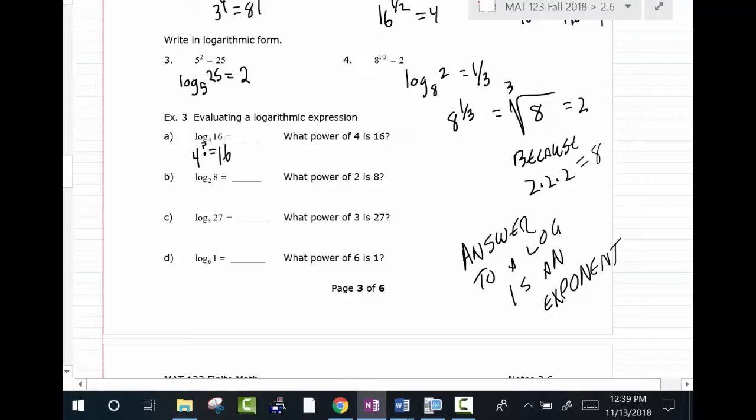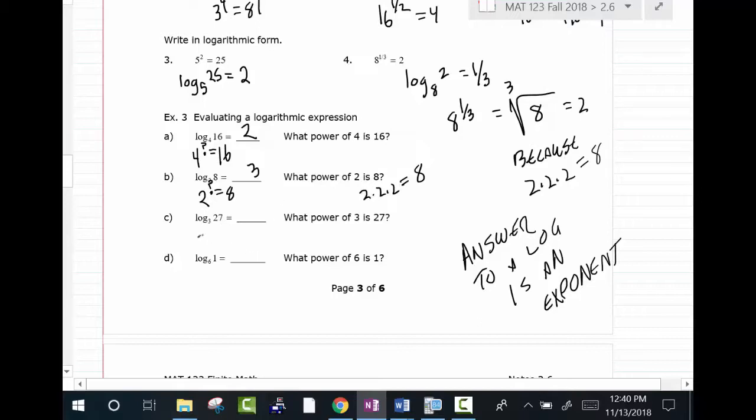You can do that in your head. What do you raise 4 to get 16? 2, exactly. 4 to the 2nd is 16. These problems are designed so you can do them in your head. Okay. The next problem, you're saying 2 to what power is 8? So what's that? That's 3. Okay. If you do 2 times 2 times 2, you get 8. That's what that's saying. Okay.